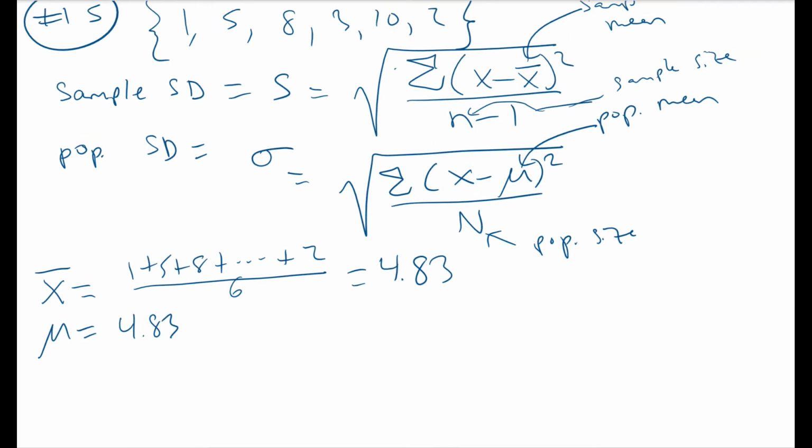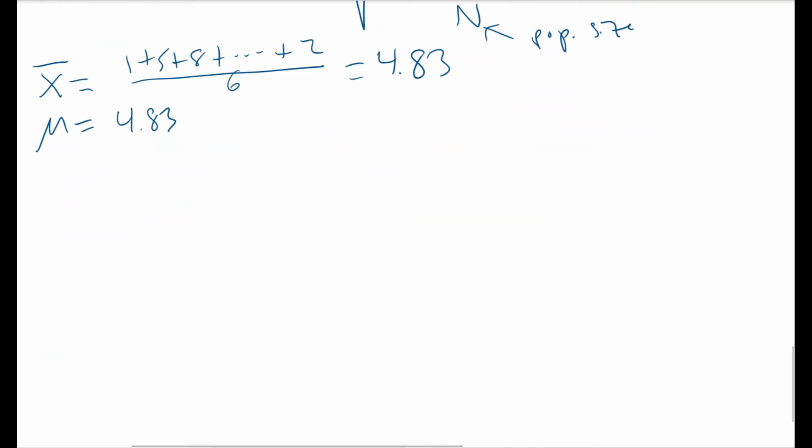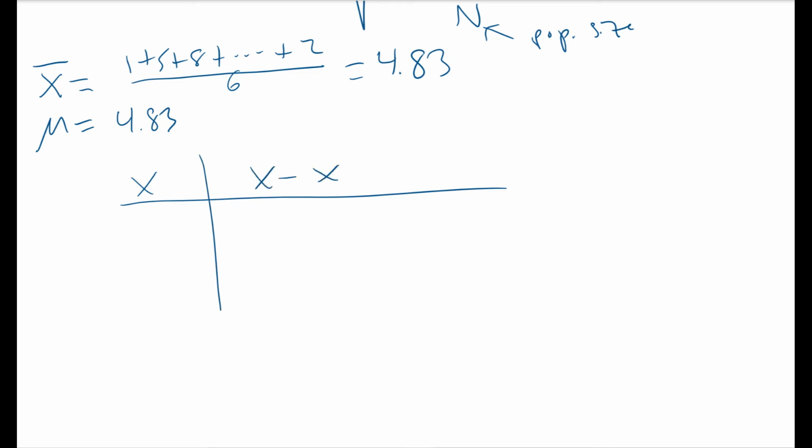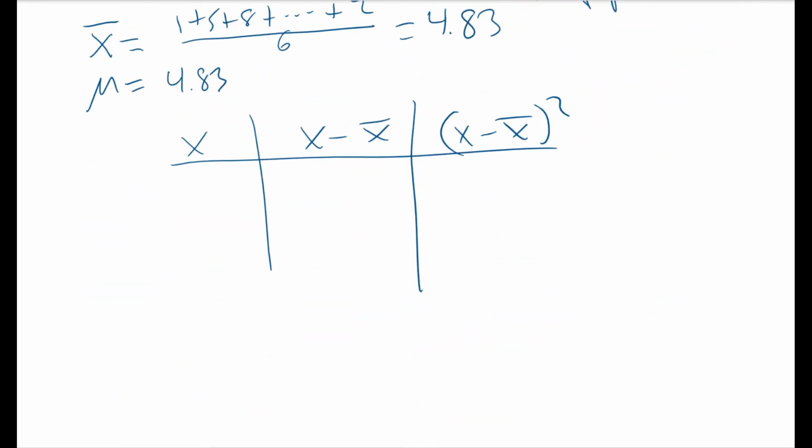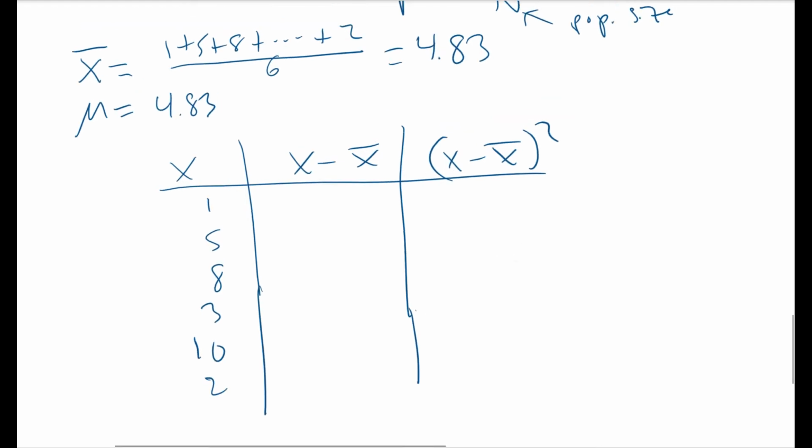So now we're going to set up a table: x, x minus x bar, and x minus x bar squared. We list out all our x's here: 1, 5, 8, 3, 10, 2. Now we're going to subtract. We do x minus x bar, so the x value minus our x bar, which is 4.83. So 1 minus 4.83. In this case, we get negative 3.83.